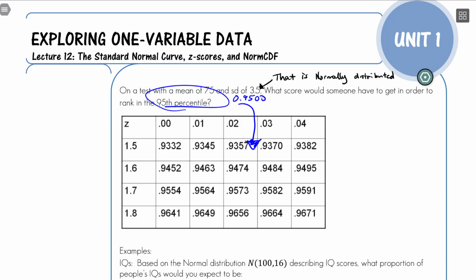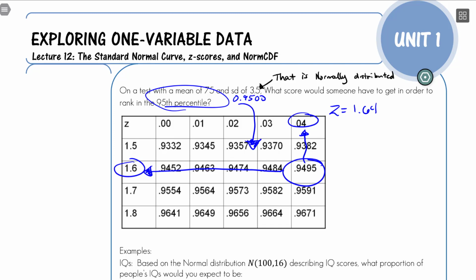This is not a z-score. Percentiles, rankings, percentages, those are things inside the table. So looking through this one, I see 9.9495. That is the closest percentile to the 95th. Now, work backwards to see what z-score that corresponds to. Well, the first two digits are 1.6, and the last one is 0.04. So, the z-score is equal to 1.64.